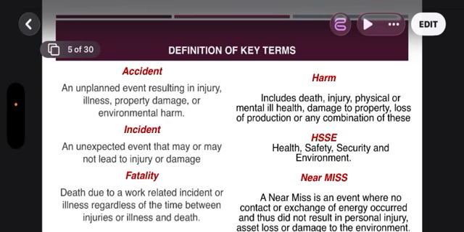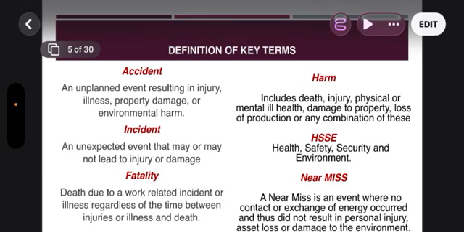Fatality is death due to work-related incidents or illness, regardless of time between injuries and illness. So someone who suffers an injury at work and dies, regardless of time, even 5 years after from the same injury, is a fatality. Or immediately. Harm is the result of exposure to hazard, which includes death, injury, and physical or mental ill health. We are going to get to occupational health, where we will be discussing the efficacy and the impact of harm to the workplace.